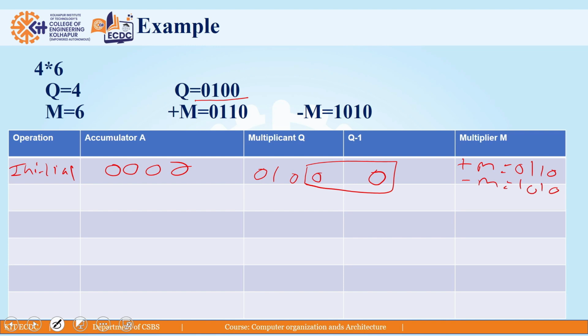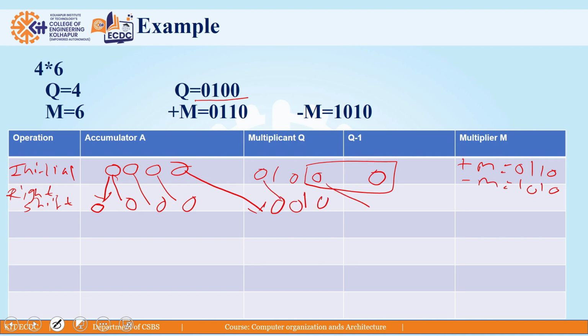So here we will do the first right shift operation. For the right shift, start from the first digit of your accumulator. This digit keep as it is. Next, do the right shift operation. This 0 is shifted to this side, this 0 is here, this 0 here, and this 0 is shifted into the multiplicand, that is 0. Next here 0, 1, 0, and this 0 is again shifted to this side.